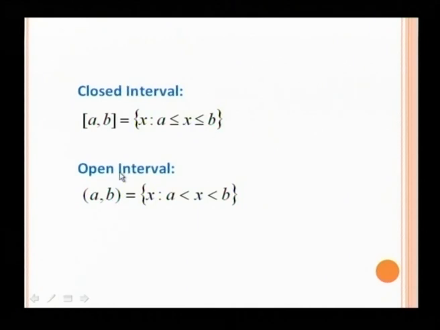For an example of an open interval, we would be using the notation of parentheses. So an open interval can be written as x such that x is greater than a but less than b. Over here in an open interval, the numbers a and b are not included, but all the numbers which are greater than a and less than b are included.